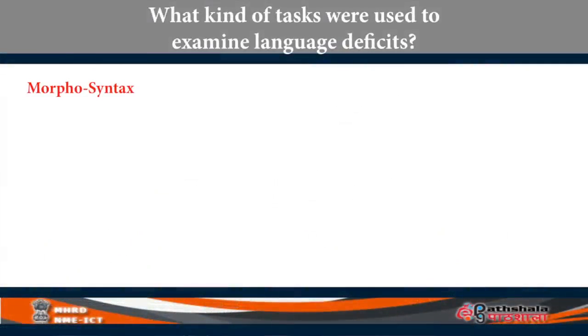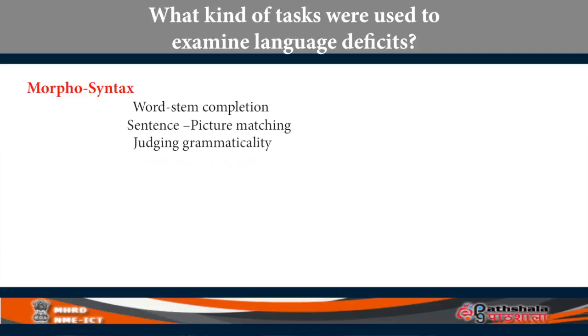Then morphosyntax. Suppose your focus is on whether morphosyntax is intact in this person who has a brain damage, then you use tests like word stem completion, sentence picture matching, judging grammaticality, and sentence correction. So these are some of the tests that are used.